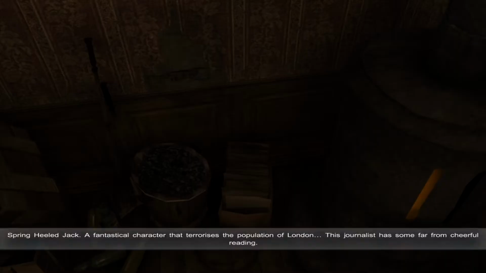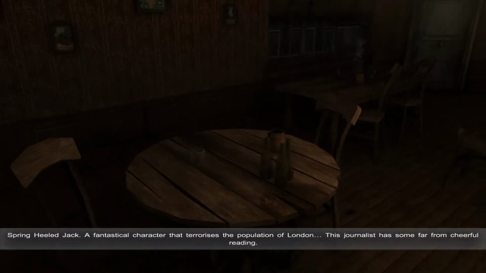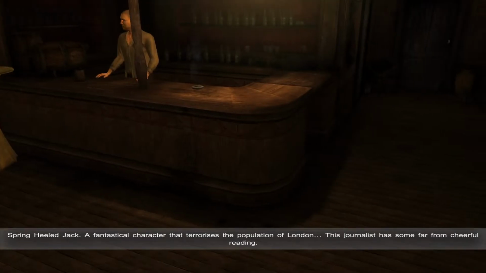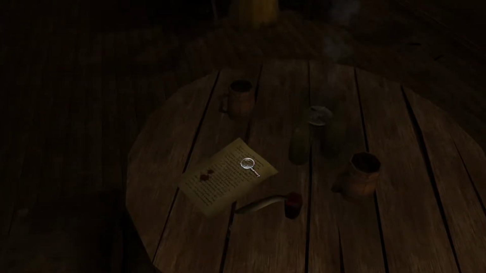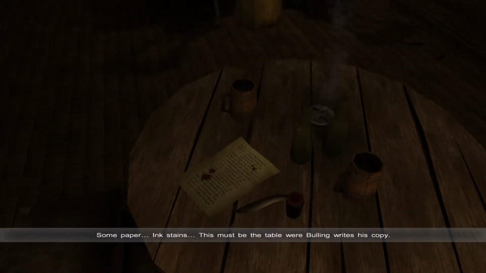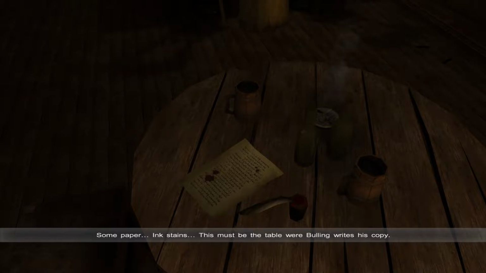Okay. Spring-heeled Jack, a fantastical character that terrorizes the population of London. This journalist has some far from cheerful reading. Oh no. Anyways, what do we have here? Some paper, ink stains. This must be the table where Bulling writes his copy. Yes, what else?